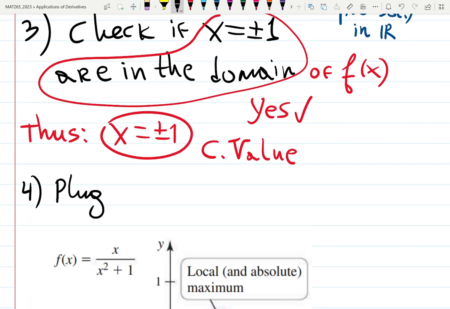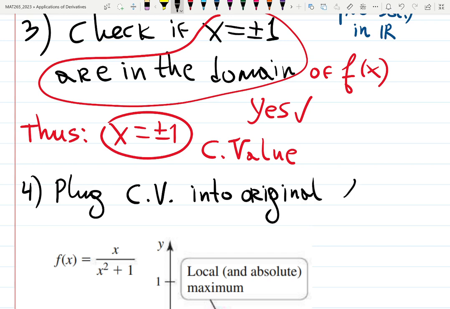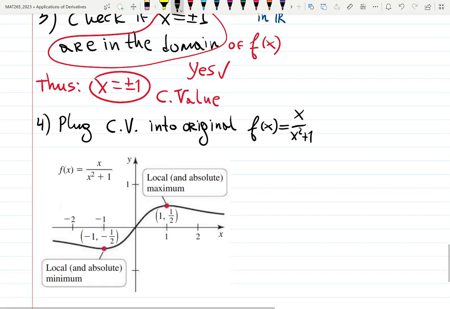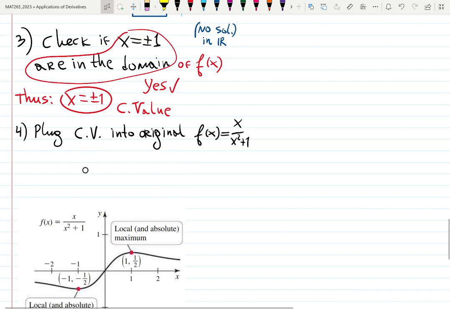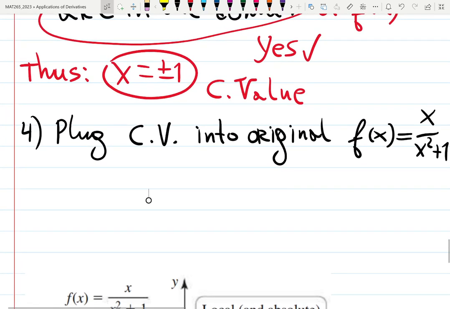Plug x. Well, let me see. Plug CVs, I guess, into the original f of x. And you can even write it down again, or you don't have to. You can just look up. So you found those points, plug them into the original to find the heights. So we found CPs, but those are x's of them. That's location. It's like 1 unit to the east and 1 unit to the west. But what's the height of it? Let's plug it into the original.